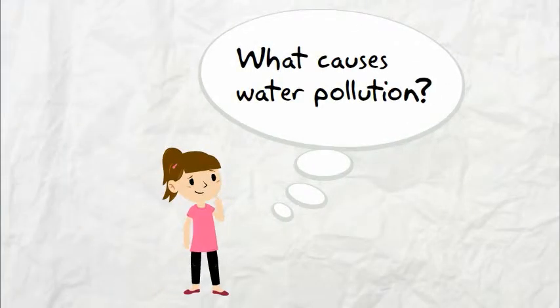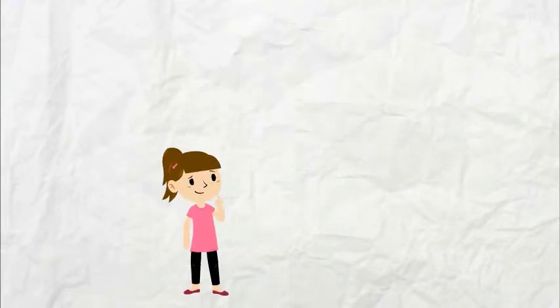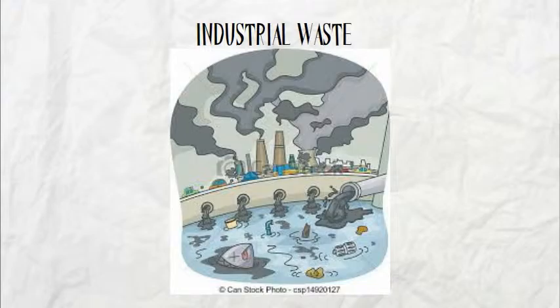What causes water pollution? Industrial waste. Industries produce huge amounts of waste which contain harmful chemicals. Many industries do not have proper waste management systems and drain the waste in the fresh water which goes into rivers, canals, and later into the sea.